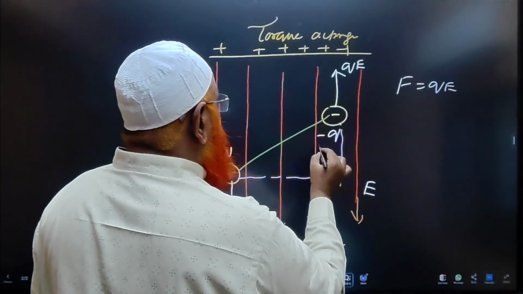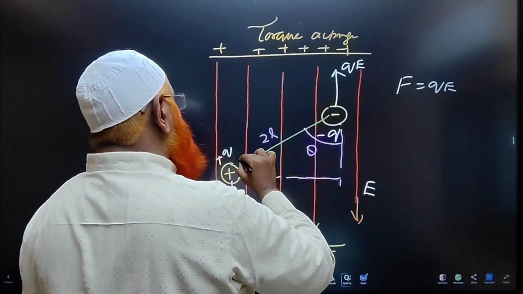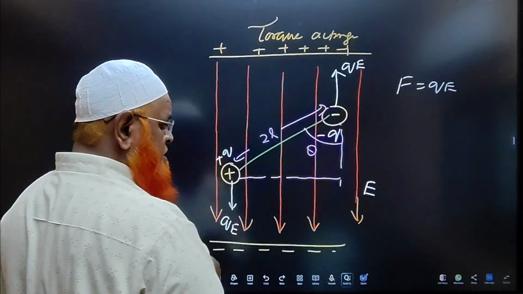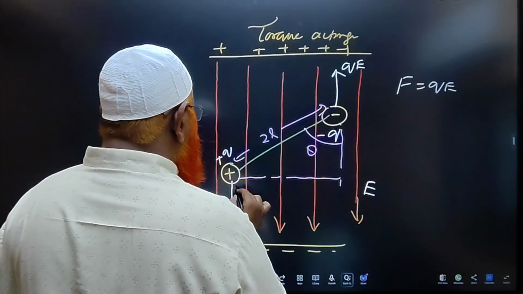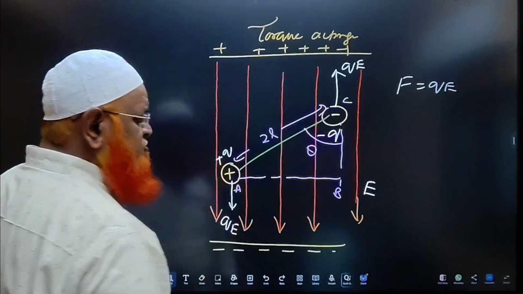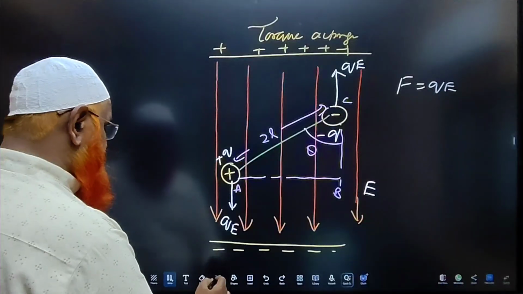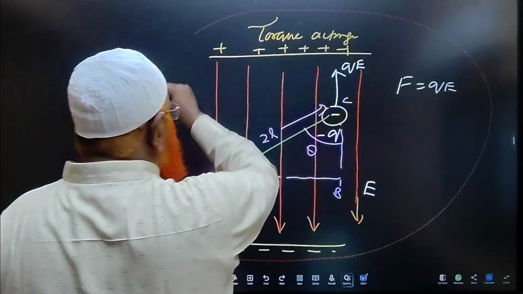and extend them, what's going to happen? This is angle theta, and this distance is taken as 2L. From here to here, the distance is taken as 2L now. Now this is considered as A, B, and this is C. Now I have to find out what is the torque acting on the electric dipole. How do we find the torque here? What is the meaning of torque here?